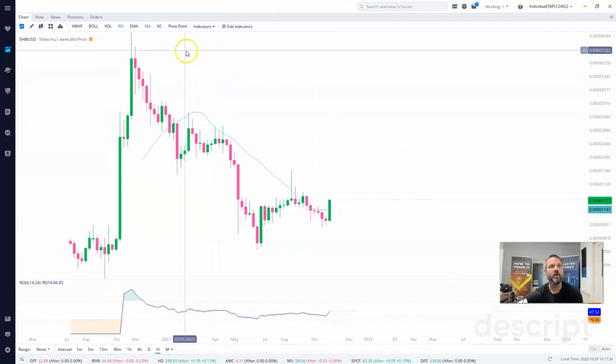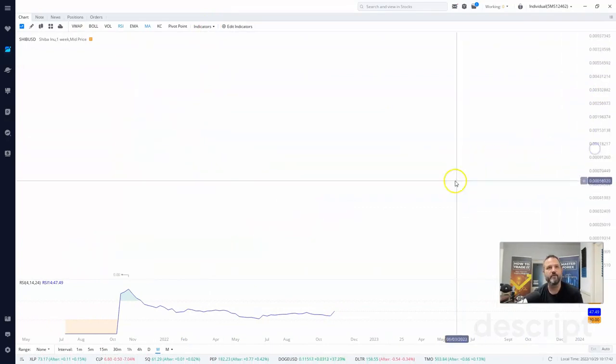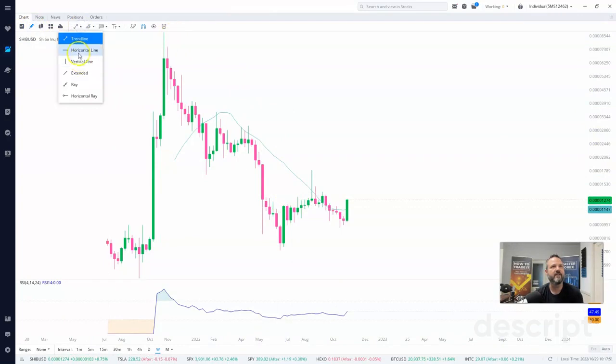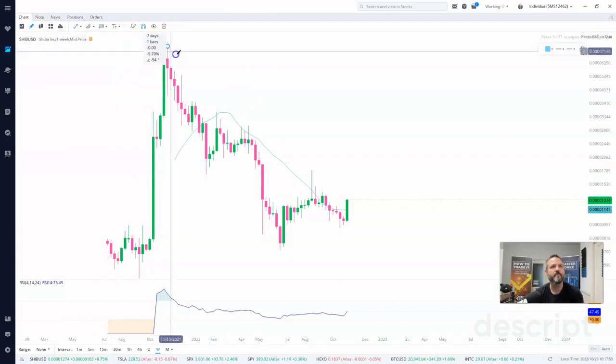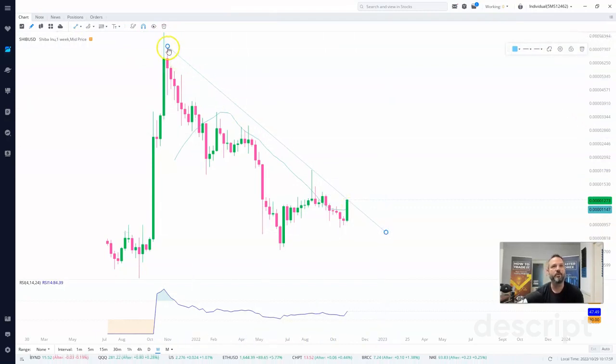Okay. Now let's also look at a couple other things because we want to continue to build this case. So we do have a trend line. Let's see if I can add an actual trend line on a weekly chart right there. Okay. Now that is not broken yet. So we could still get resistance.